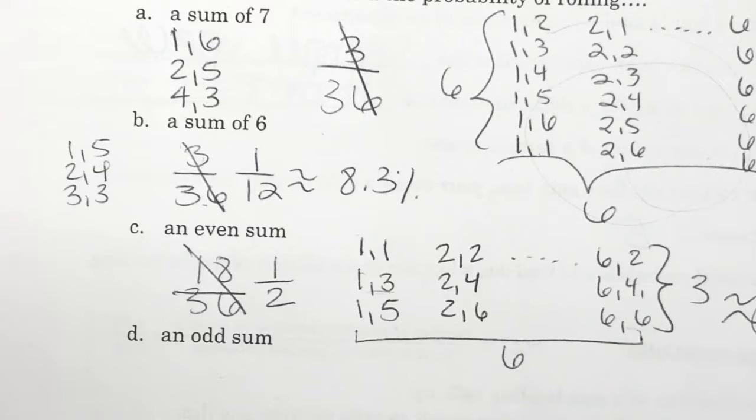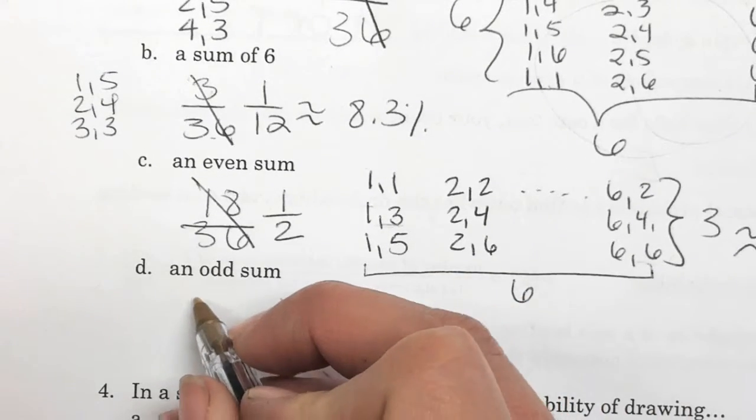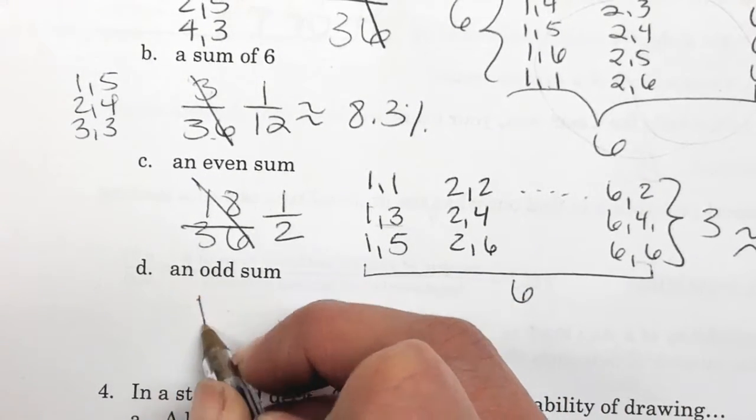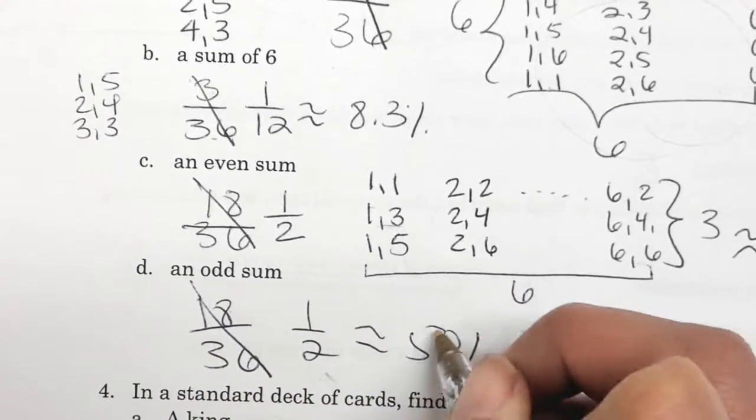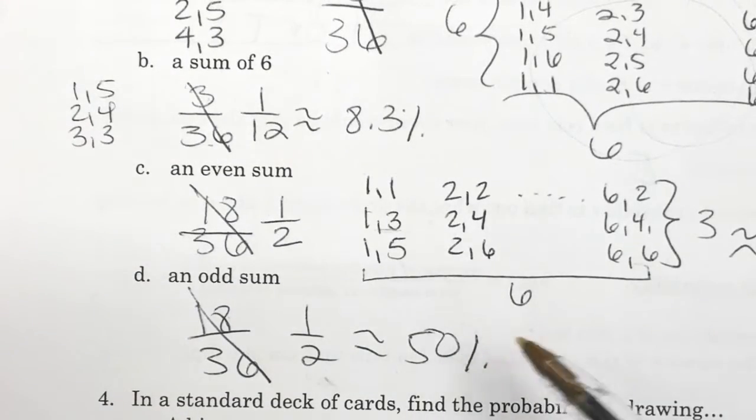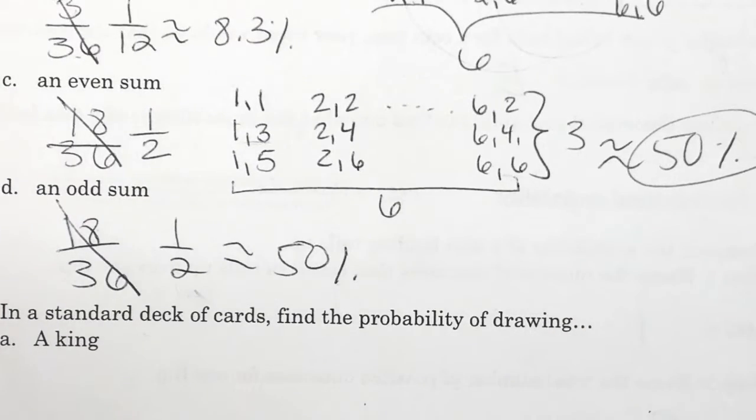Paige, what'd you get for D? 50%. Good. What was the fraction? 18 over 36. Perfect. And we could use part C to do this one. If you add 2 numbers together, they're either going to be what? Even or odd. So that's always going to be 50-50. Kind of like heads and tails. It's either got to be heads or tails, even or odd. Any questions about those two?